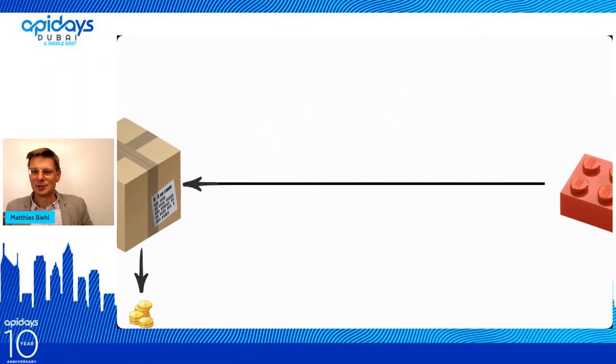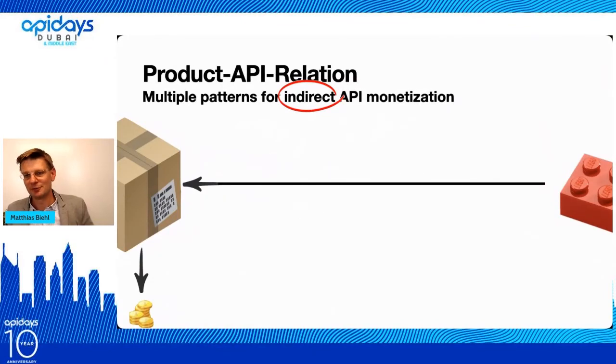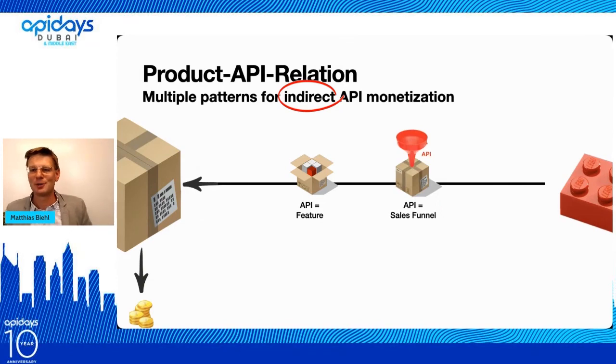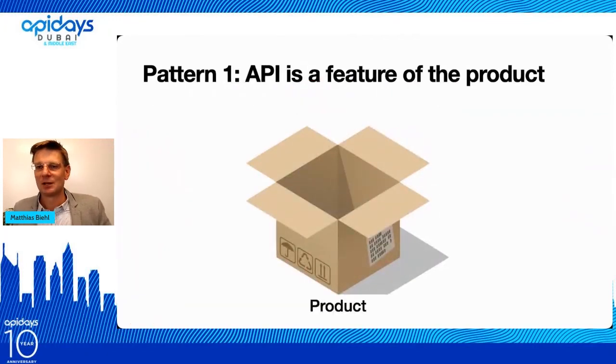These patterns, and there are several of them, would be API as a feature or API as a sales funnel. Those are the two that I want to look at here. But there are more, and we can discuss those other types of API monetization in a banking context separately. Just reach out to me. So the first pattern is that the API is a feature of the product.